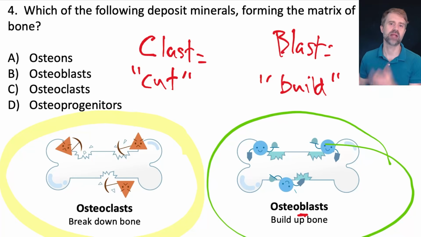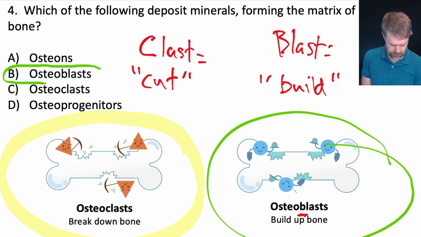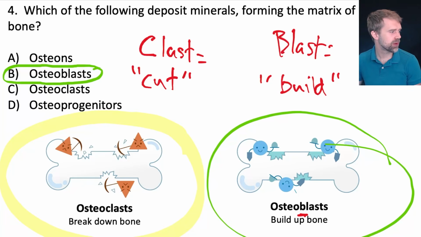Clasts cut, blasts build. And that means that our answer for which of the following deposit minerals forming the matrix of bone is going to be osteoblasts. You absolutely must know what osteoblasts and osteoclasts do when it comes to the bone remodeling cycle.